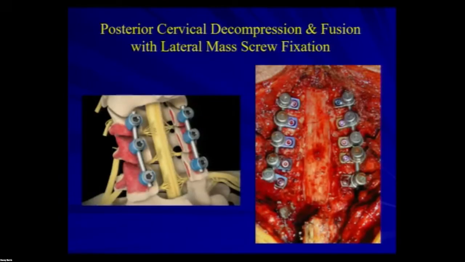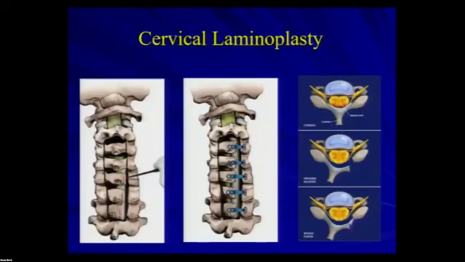So the posterior approach with laminectomy fusion would be this scenario where the canal is decompressed and then stability is added with placement of small screws in the lateral mass. It's not a large bone surface, but you can actually get fairly good fixation with multiple screws in the lateral masses. But this option is one that we've started to do in this country over the last decade or so.